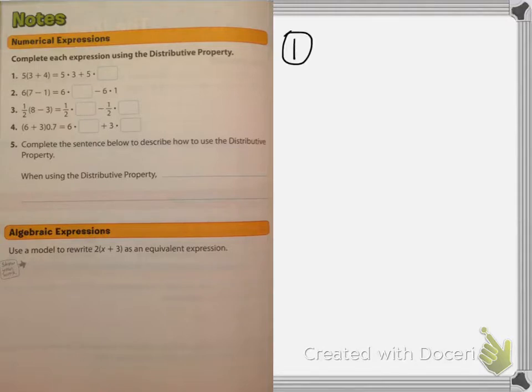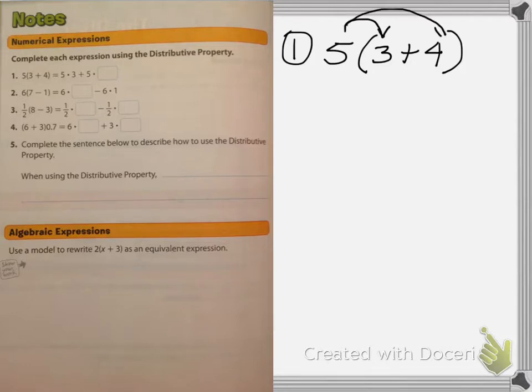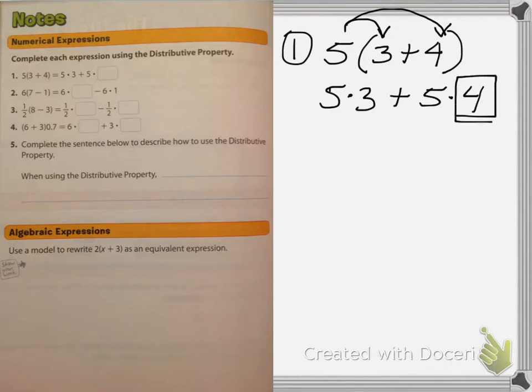So if you take a look at the first one, you got 5 times the quantity 3 plus 4. And if you did the distributive property correctly, that'd be 5 times 3 plus 5 times 4. And if you look at what's missing there, it is this 4. Alright? So try to complete the rest, and we'll be practicing more of this tomorrow. Thanks.